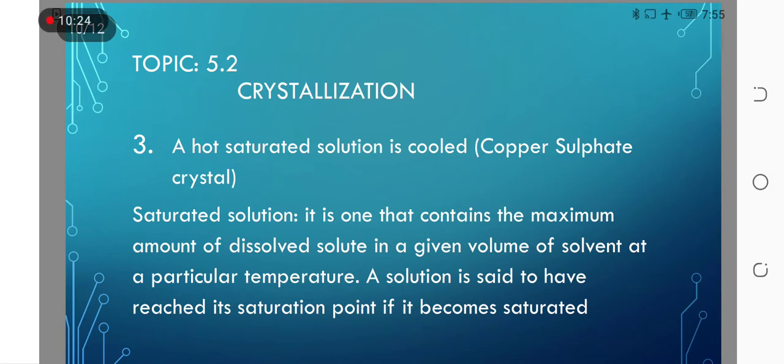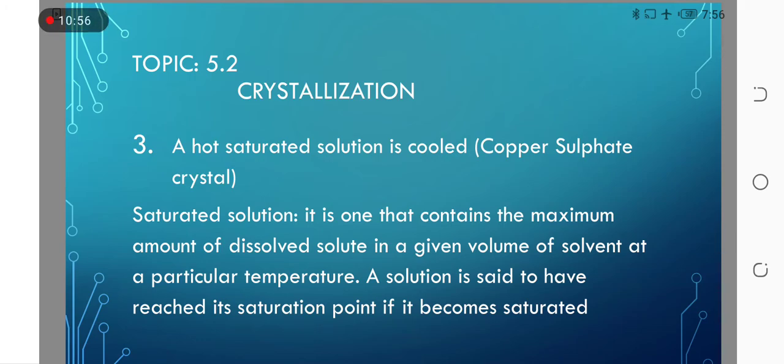Now come towards the third process of the formation of crystals. So these are all the methods or processes by which we can form crystals, and this process is basically crystallization. Now the third method is that a hot saturated solution is cooled. For example, we can take the example of copper sulfate crystals. How can we obtain copper sulfate crystals? First of all, I would like to tell you what is meant by a saturated solution.